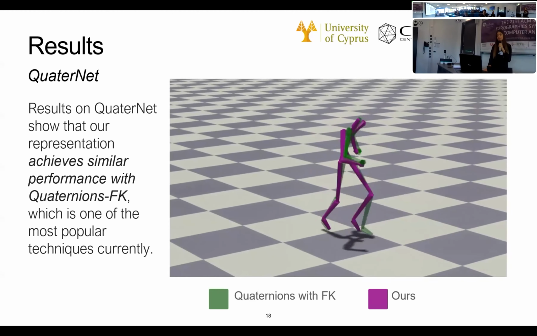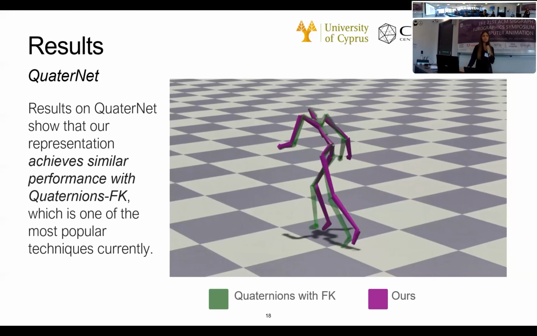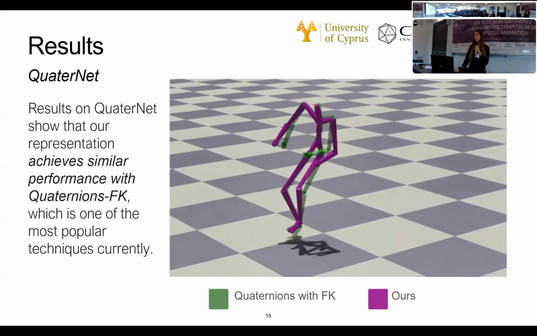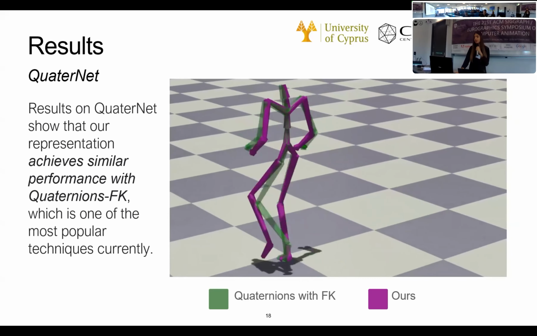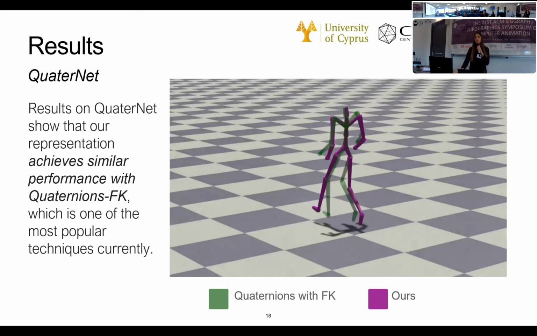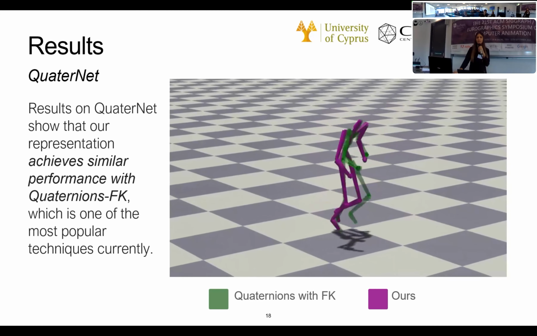Here we can see an overlaid example of our representation and quaternions with forward kinematics. Both motions appear to be realistic without motion artifacts. This shows that our representation has on par performance with one of the most commonly used representations.